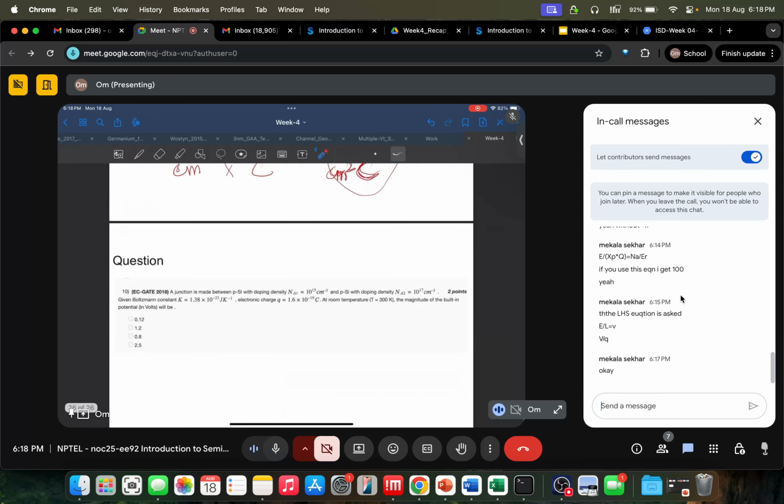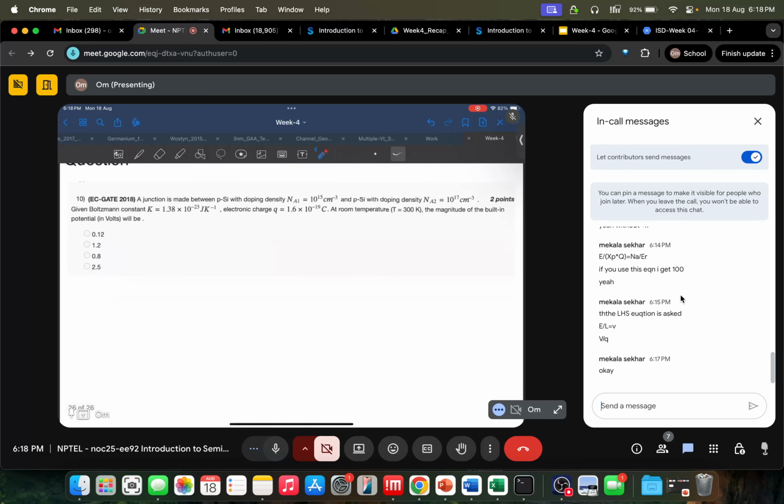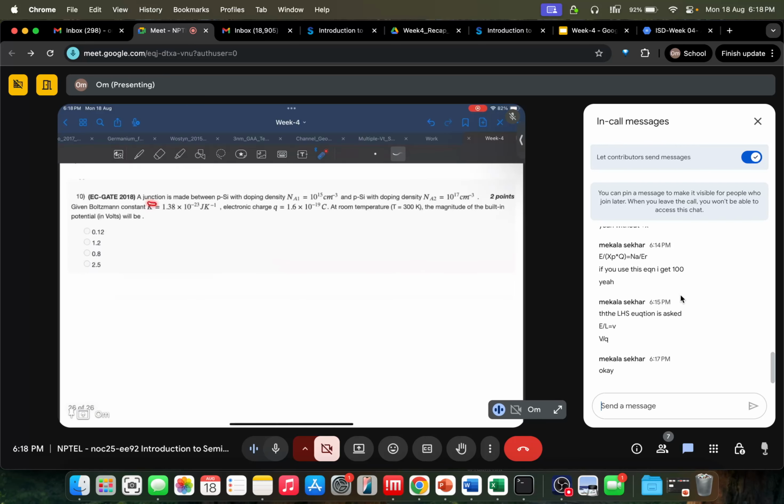We have one more question for today. A junction is made between P silicon with doping density Na1 is 10 to the power 15 and P silicon with doping Na2 is 10 to the power 17. Find the magnitude of the built-in potential. So now it's a different question. We have kind of a P plus junction, not PN.